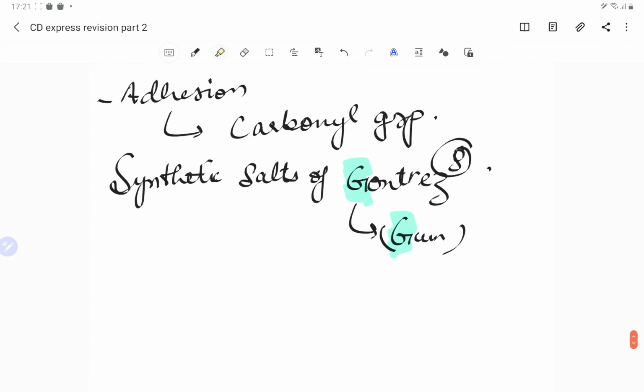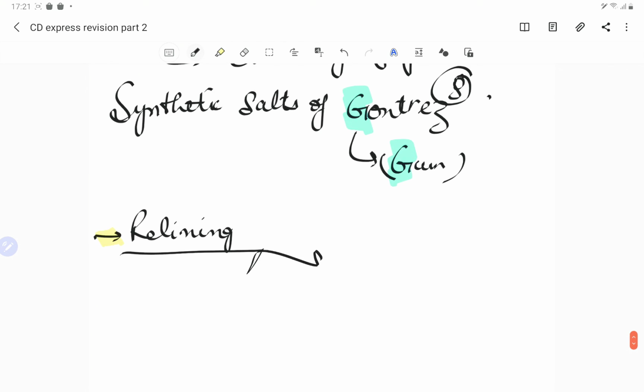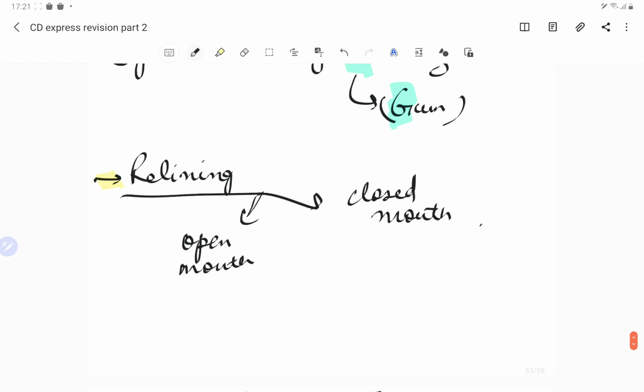So guys, what is the relining technique? Relining technique is wherein you are going to resurface the tissues. The denture is ill-fitting, the denture is loose, so you are going to resurface the tissue surface of the denture. It can be done in two ways, one open mouth, another closed mouth. In open mouth, you are going to separate both the impressions. In closed mouth, you are going to take both upper and lower together in occlusion at the same time.